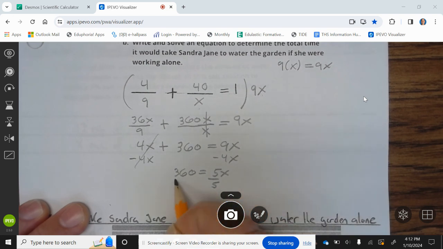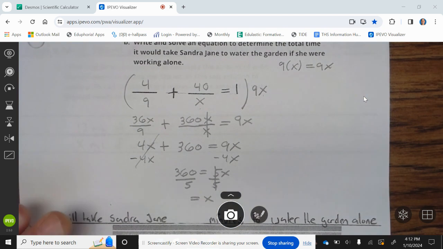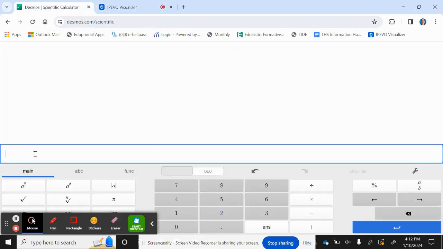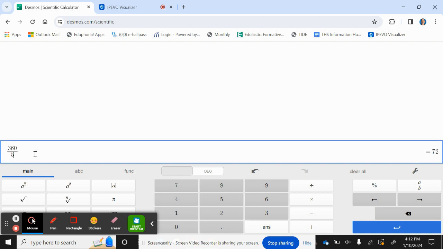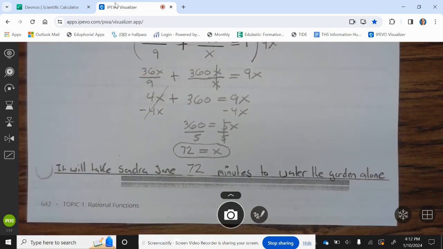Divide both sides by 5. 5 divided by 5 is 1. X equals 360 divided by 5, which is 72. So it will take Sandra Jane 72 minutes to water the garden alone.